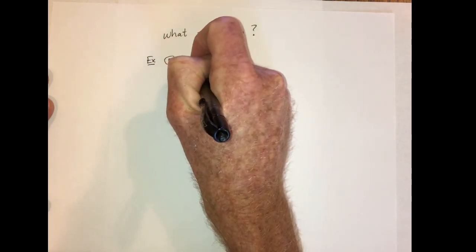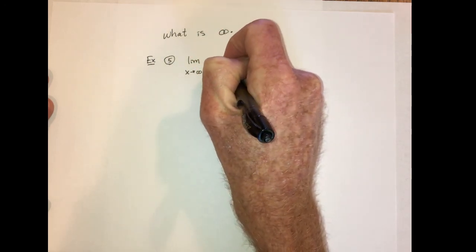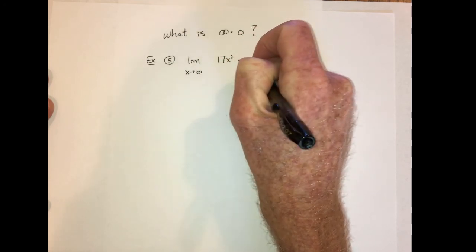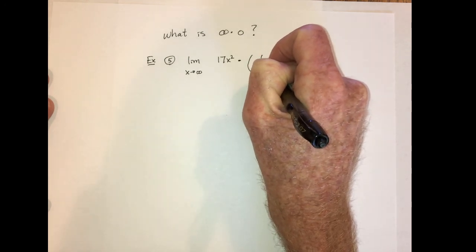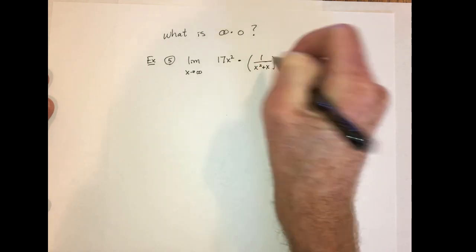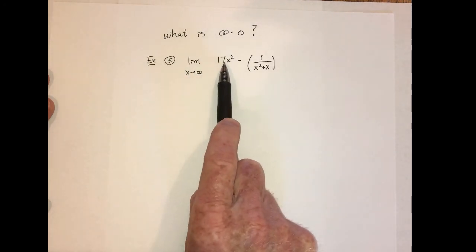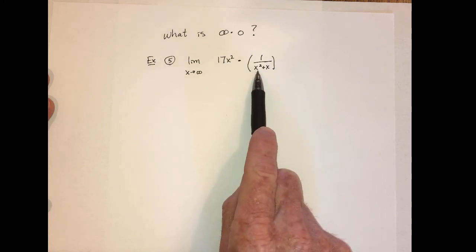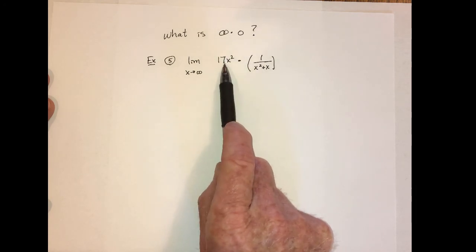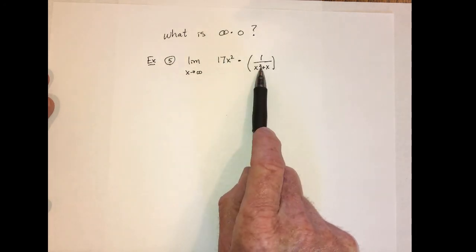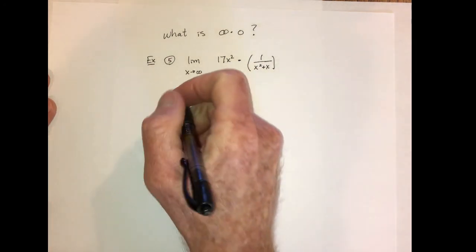So how about the limit as x goes to infinity of 17x squared, and then that gets multiplied with 1 over x squared plus x. So if x is going to infinity, this part will be infinity. This will be 1 divided by infinity, so that means essentially we have infinity times 0. Now with this times right here, we can't really do L'Hopital's rule. It has to be divided.